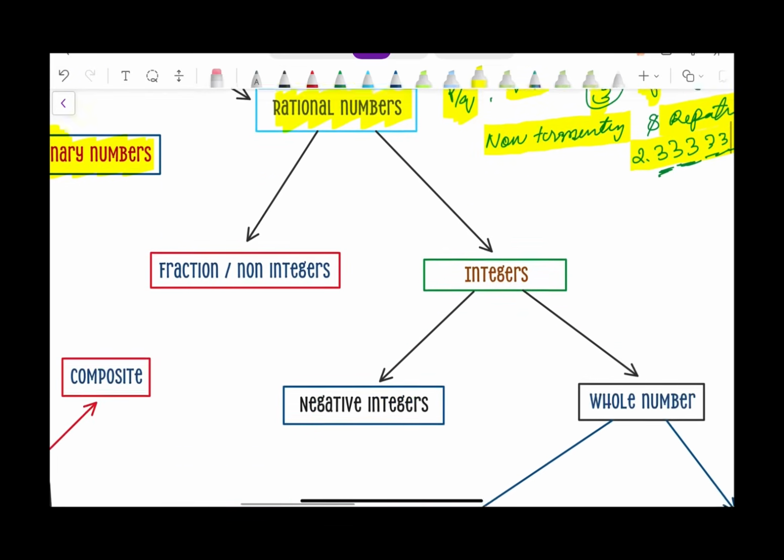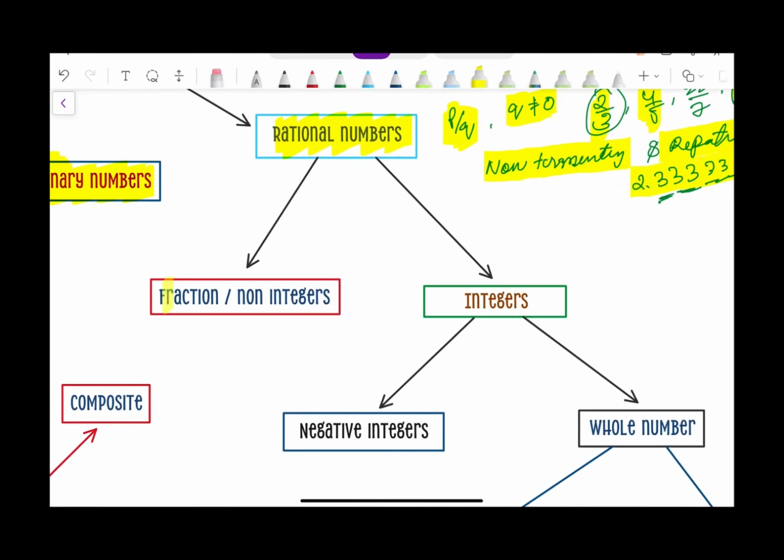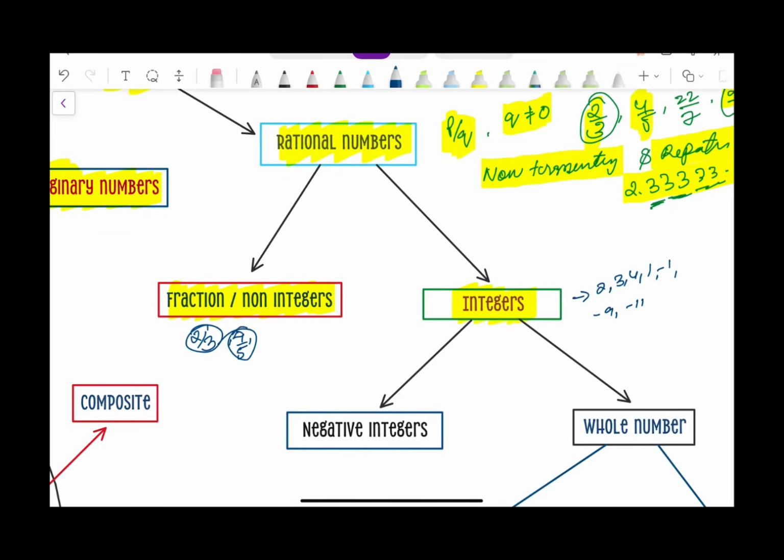Okay, now irrational number ends there. Under rational number there are two things. One is fractions or non-integers, and the other one is integers. So what's the difference between those two? Fraction means any number which can be written as 2 by 3, 4 by 5, all those are fractions, or we call these non-integers, because integers are those numbers like 2, 3, 4, 1, minus 1, minus 9, minus 11, all those numbers are integers. Which means integers shouldn't be in fraction.